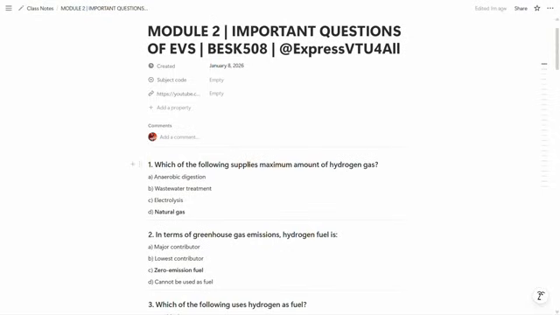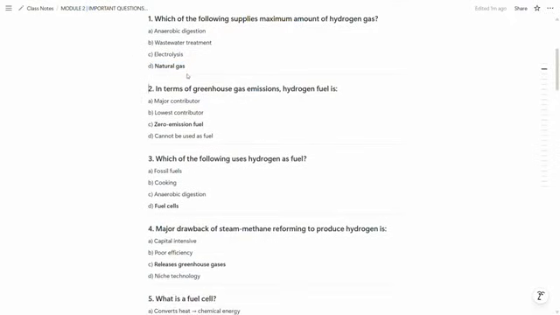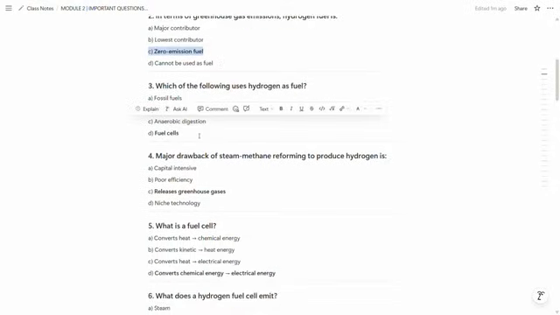So now let us move to our first question, which is, which of the following supplies have maximum amount of hydrogen gas? Natural gas supplies maximum amount of hydrogen gas. So D option is the correct answer. Now the second question is, in terms of greenhouse gas emission, hydrogen fuel is zero emission fuel. So C is the correct option.